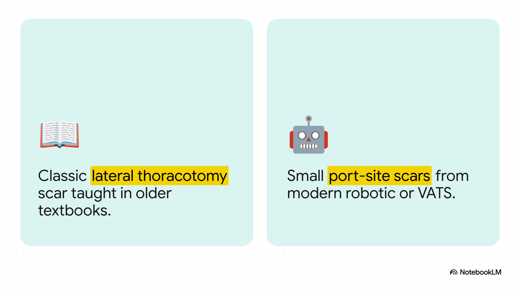But here is where we absolutely need to update older teaching. For decades, medical textbooks have taught us to look for the classic large lateral thoracotomy scar. That large incision sweeping right across the ribs. But you can't anchor your scar hunting purely on a large lateral thoracotomy anymore, because surgical techniques have evolved decisively. If you only look for that massive textbook scar, you're going to misdiagnose modern patients.